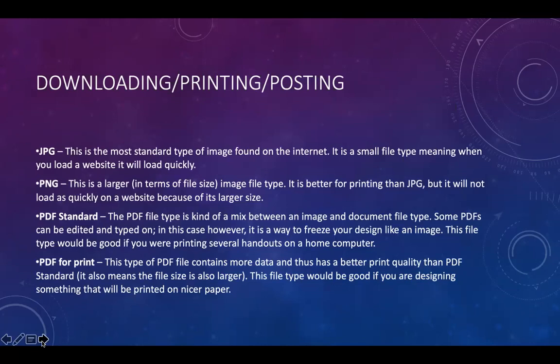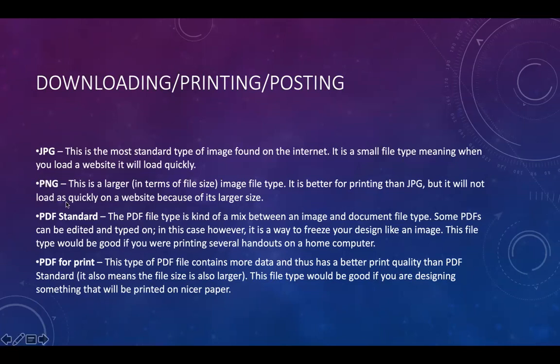When you're finished with your project and you want to download, print, or post, these are the different ways that you can download it to your device. The type of file you end up downloading depends on what you're going to do with it. So JPEG, that's the JPG, it's the most widely used standard of image on the internet. It's a small file, and when you load it on a website, it will load quickly. So if you're looking for that, a JPEG would be a good option.